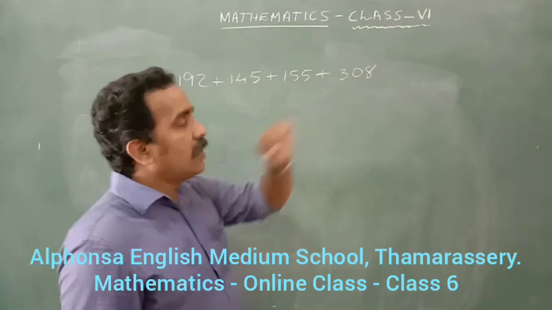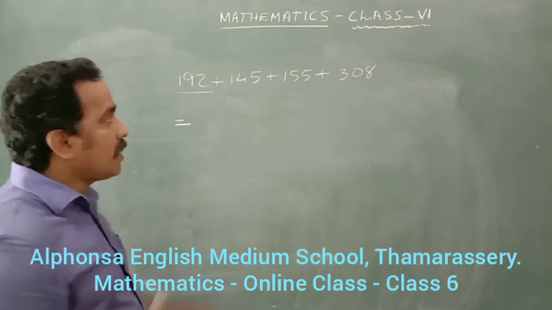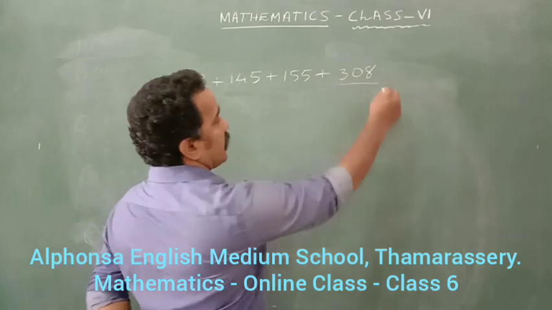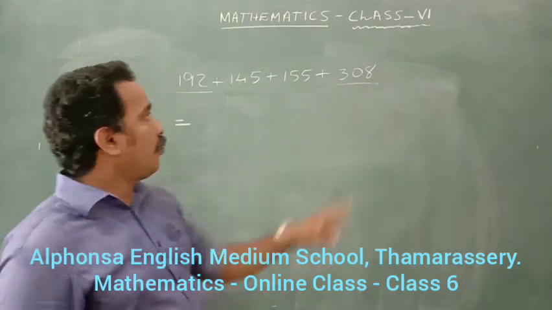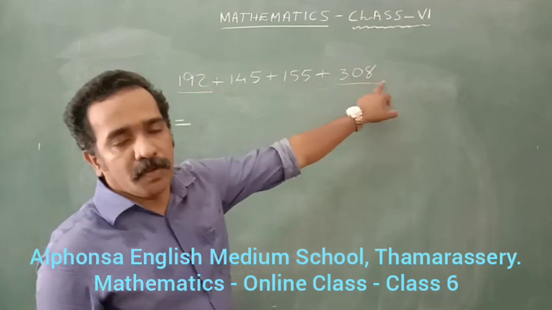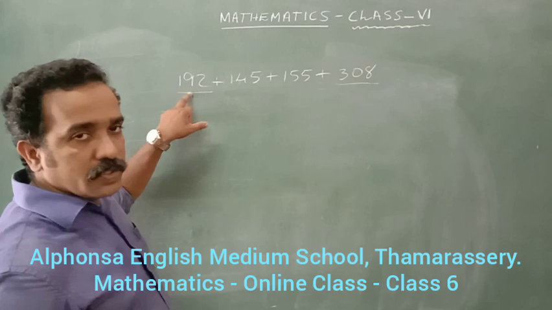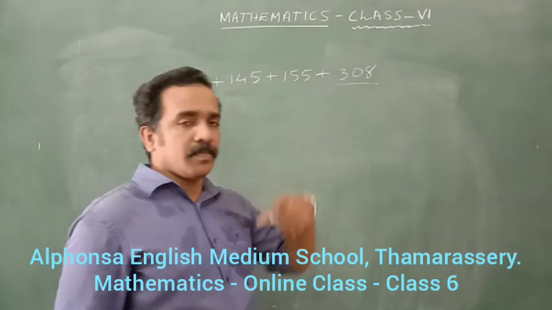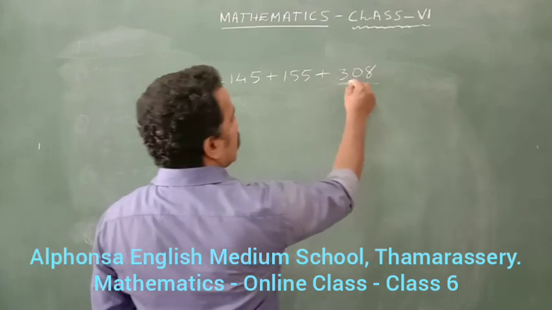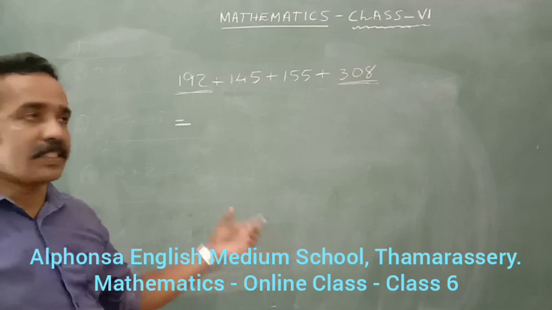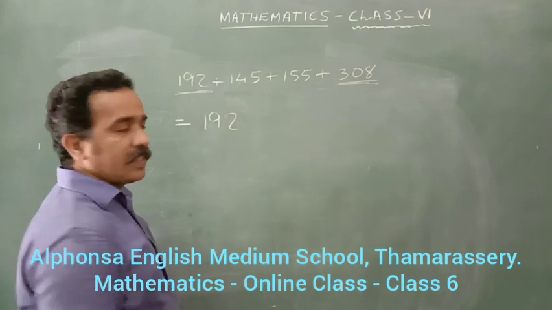Just have a look at the numbers and see here 192. Along with the 192, which number is easy to add with this? Actually 308. Why? Because we know that if you add 2 and 8, you will get 10, carry over 1. So the last digit will become 0. And then 9, that carry over 1, when you add to 9, there also 10. So when zeros come in the digits, it is easy to add. So 308 and 192, addition is easy. We can do some mental math. That is easy mathematics. So we arrange the order with the help of properties.